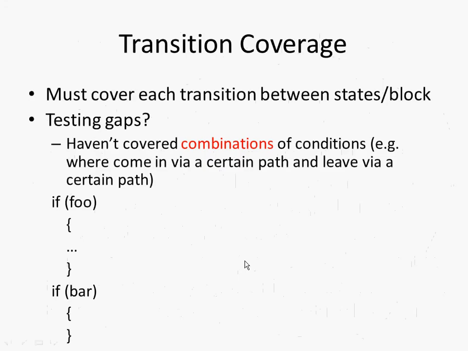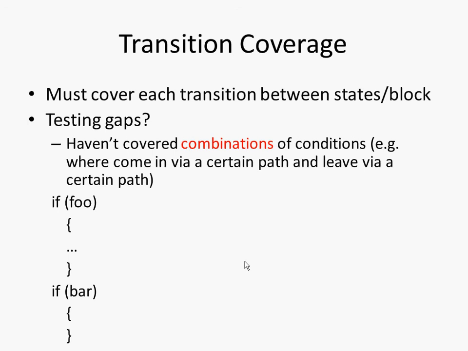So here we have to cover the transitions between states and blocks. What are the testing gaps here? Well, one of them is we haven't covered combinations of conditions. So, for example, in this transition here, if we have an if statement down here, we have some things within the if statement. We will test, for example, if this if hits its block or goes the other way, right?